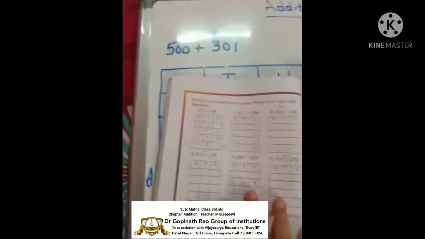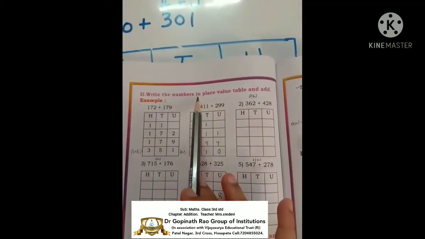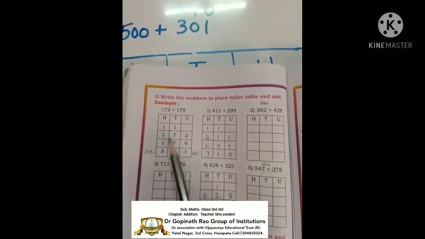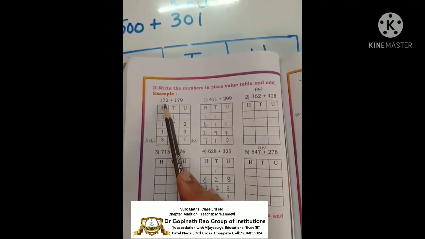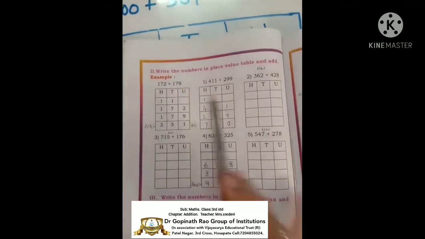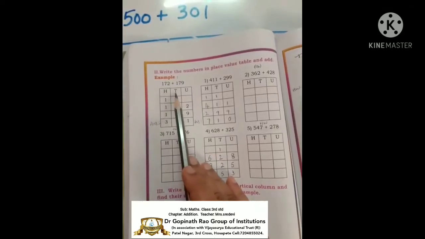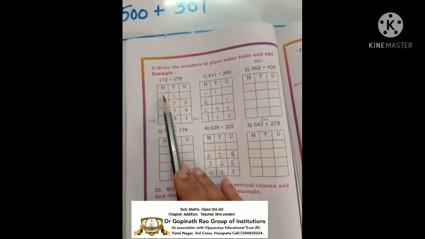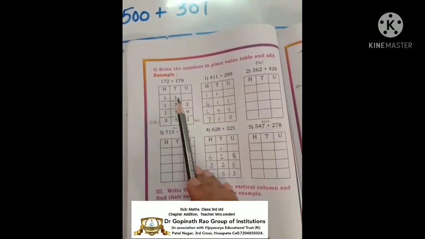Next, what is there? Write the numbers in the place value table and add. Okay, so we have to write in the place value table and we have to add. The example is 172 plus 179. So always hundreds, tens, units. The first column is hundreds, tens, units. Okay, second, what is the given question? So here it is with carrying, so we do not write in the first column yet. If any carry comes, then only we'll write here.